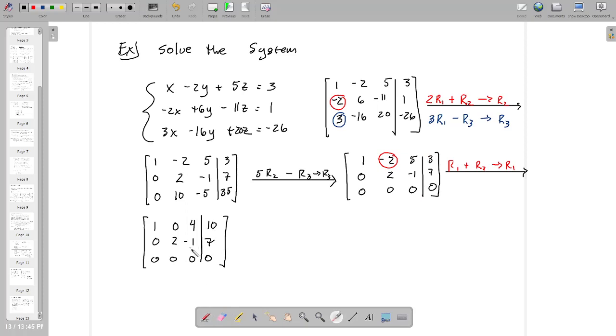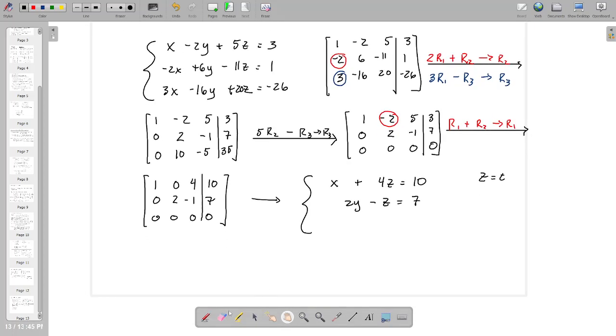I'm not going to put it into reduced row echelon form or row echelon form because I know that it's a dependent system because I have zeros here. So what I'm going to do is just translate it back to its linear system, which is x plus 4z is equal to 10, 2y minus z is equal to 7, and that's all I have. Now, notice that x and y are both dependent on z, so I'm going to let z be t in this case. You can also just let z be z, and you can have a solution in terms of z instead of t. But most students understand it better with the t, so I'm gonna run with this parameter t.